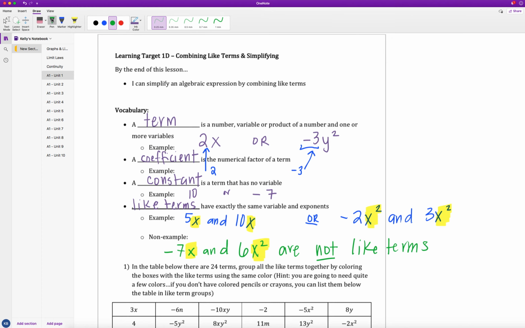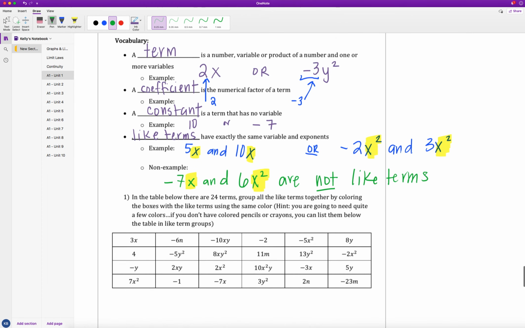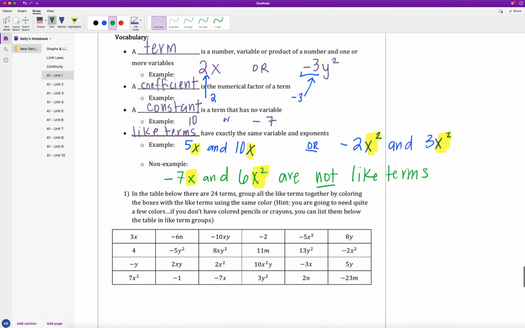Let's look at our first example down below. In the table below, there are 24 terms, and our goal is to group all the like terms together by coloring the boxes with the same color. Now we're going to need quite a few colors, and if you don't have colored pencils or crayons, that's fine. A highlighter could work, or even just different colored pens. Or if you don't have any different colors at all, you could list them below in a list of like terms. So what I want you to do is try to group them all together on your own first.